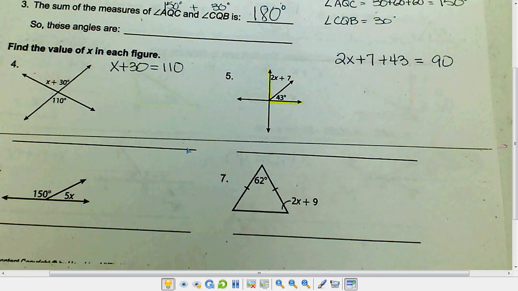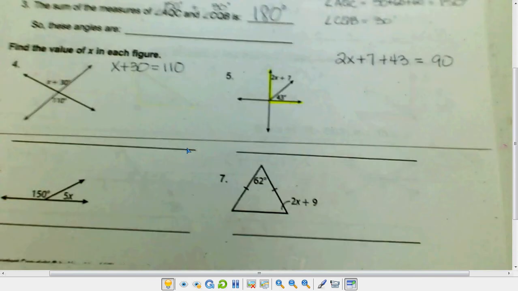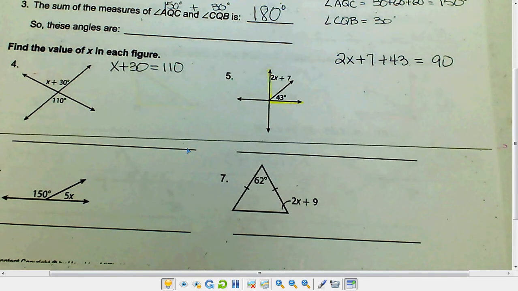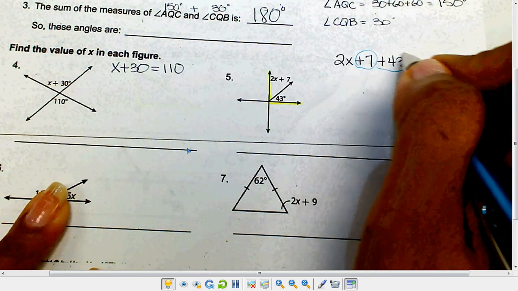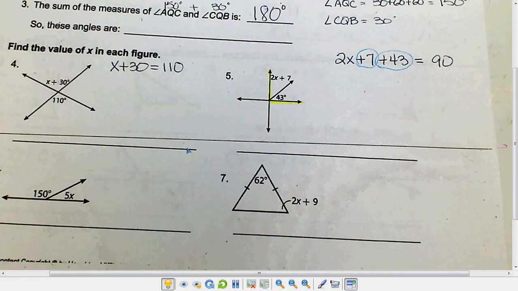So I just did an example like this for you on the other side if you need to refer back to it. I'll even get you started. Remember, combine like terms. So you need to start off by combining those two and then solve on through. Okay.